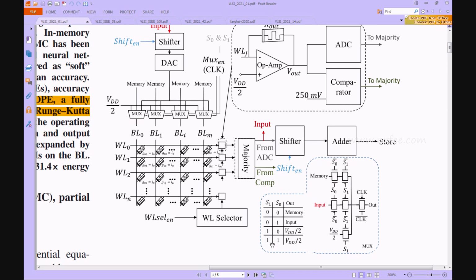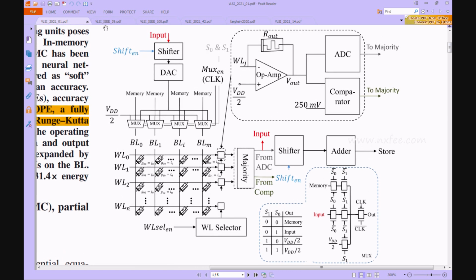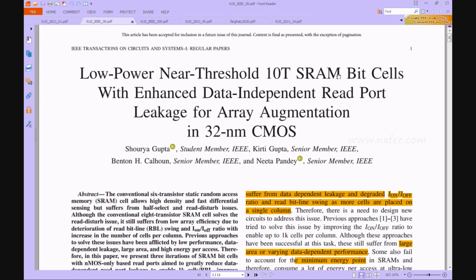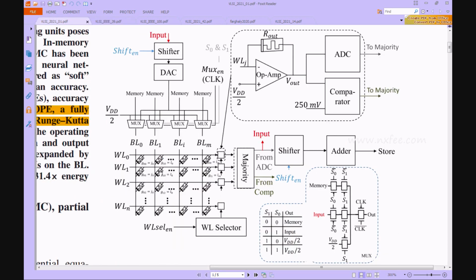As per this selection process, the multiplexer will select the data and give the output to bit line 0 to bit line M. As per the write line input, the data will be stored into the memory and retrieved by the Q and Q bar from the SRAM architecture. For this SRAM architecture we used the reference paper, low power near threshold 10T SRAM bit cells. Here we design a 6T SRAM for read and write operations in this memory architecture.